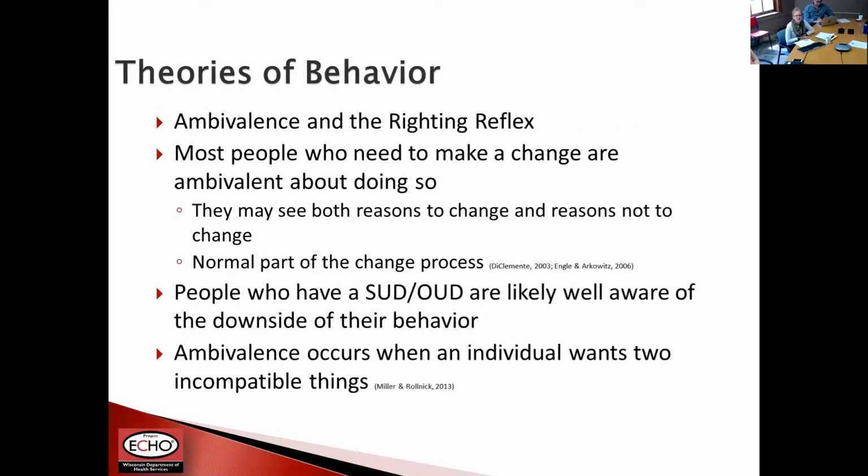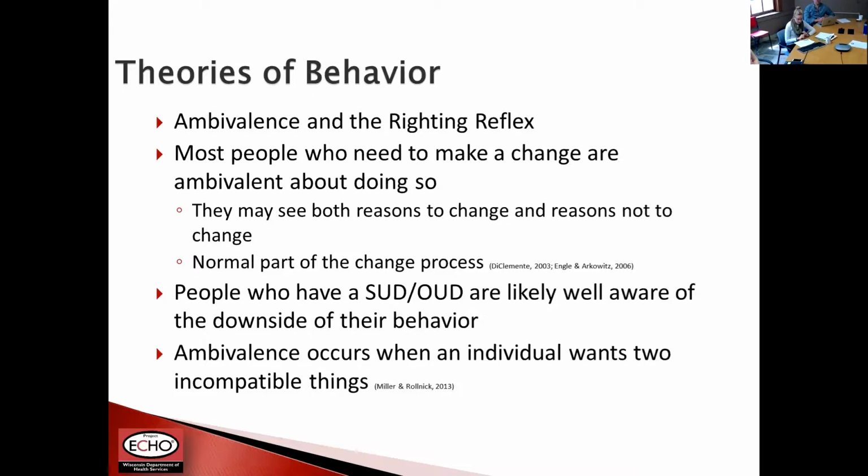So going into some theories of behavior, I'm going to be talking about ambivalence and the righting reflex. Most people who need to make a change are ambivalent about doing so. If they weren't ambivalent, the change would likely already have been made. So they may see both reasons to change and reasons not to change. This is a normal part of the change process.